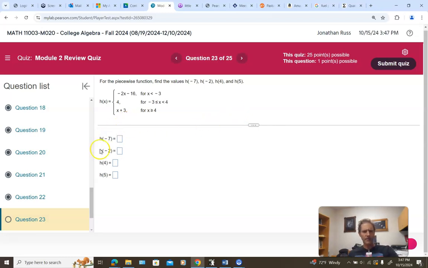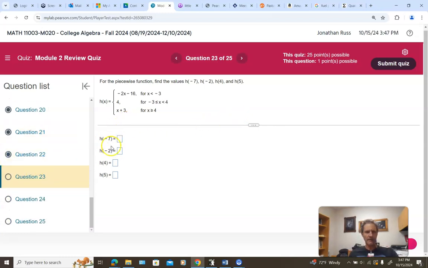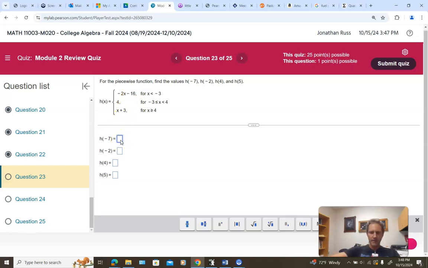All right, and then here's another piecewise function here, guys. When x is -7, well, this top piece is for values of x that are less than -3. -7 is less than -3. You gotta be careful. So if I plug -7 in, 2 times -7 is -14, minus 6 will be -20.